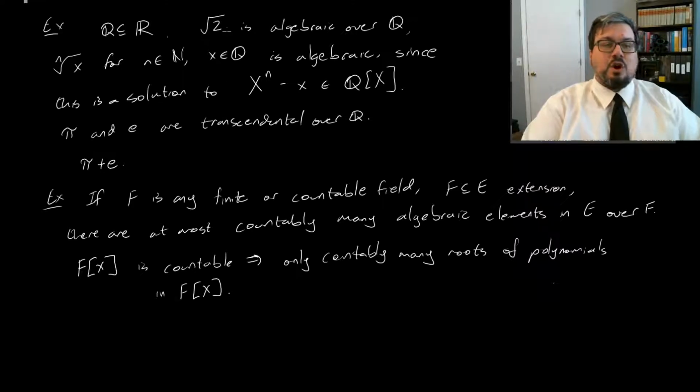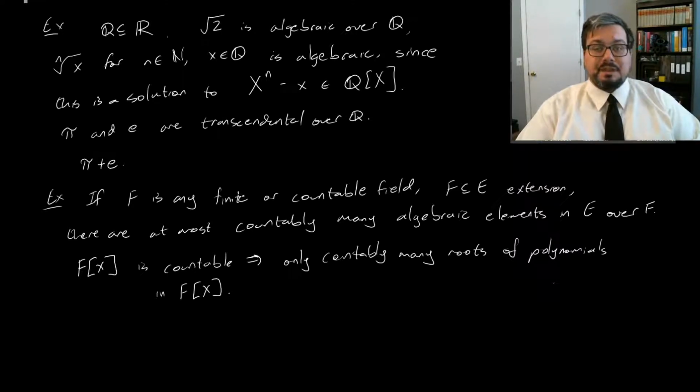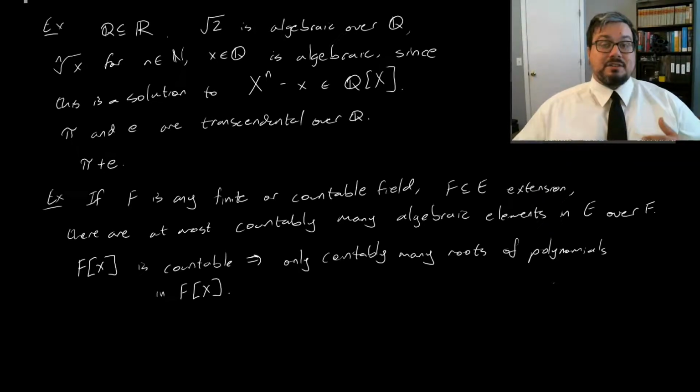Now, our next goal is going to be to deal with the minimal polynomial of an algebraic element. It's going to turn out that knowing that this thing exists and being able to measure it are going to be very important to understanding the structure of algebraic extensions in general.